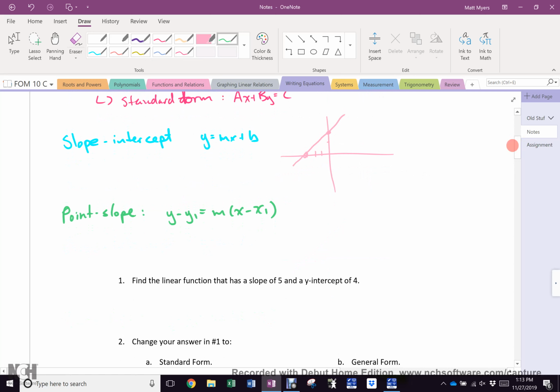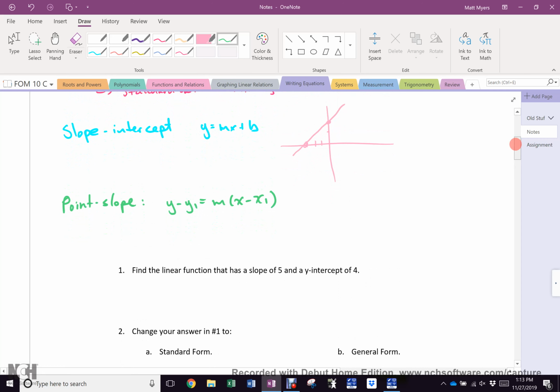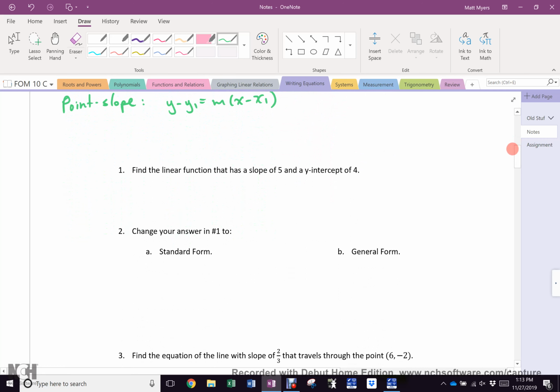So, we are going to use all of these forms today. We may be moving between them. We may be just starting with one and sticking with one, depending on the question. So you all have a read of number 1 there. What form am I obviously going to use? What form? Pardon me? Slope-intercept form. Why? Because I have a slope and because I have an intercept. And it literally will take 1 second.